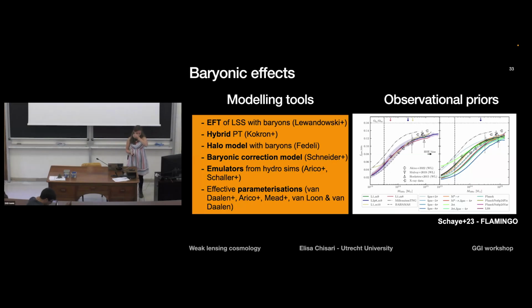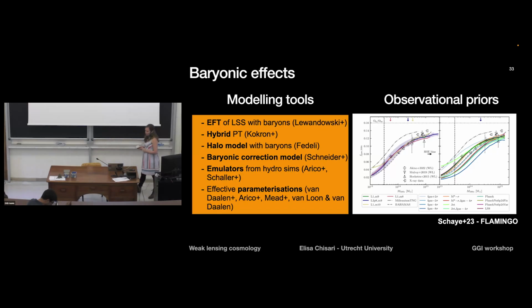What do we do about this? Again, we can't get rid of it, unless we cut scales, which is one option, but then you lose data. So we model it. There are a bunch of tools that you can use to model this. There's the EFT of large-scale structure, so this has been incorporated there. There are some hybrid versions of this by Nick Cochran. There's the very popular halo model with baryons, and this halo model has led to the baryonic correction model, where you take particles in an N-body simulation and just displace them a bit to match the suppression that you see in the power spectrum.